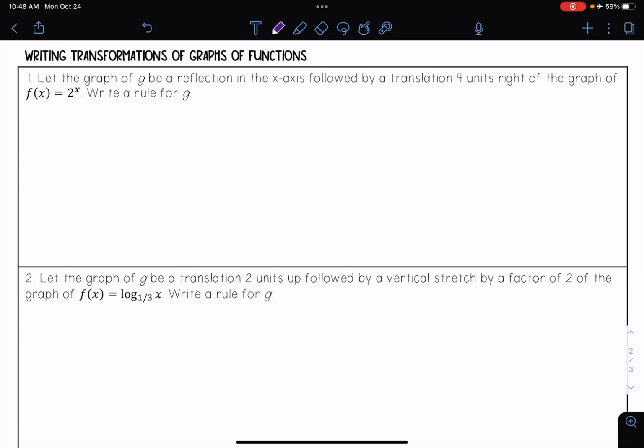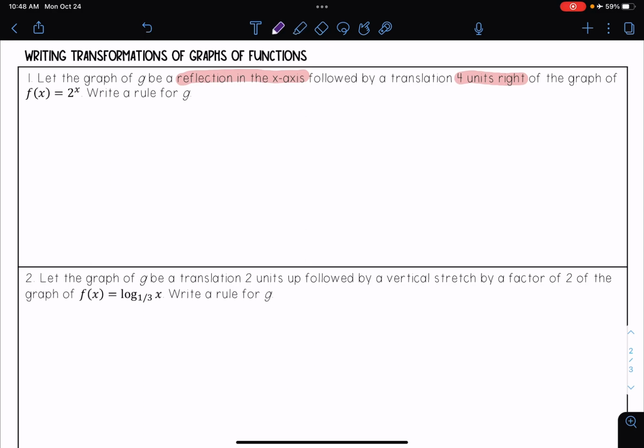In this video, we're going to be looking at writing transformations of graphs of functions. So number one says, let the graph of g be a reflection in the x-axis. So that's my first transformation, followed by a translation 4 units right of the graph of f of x equals 2 to the x. Write a rule for g.